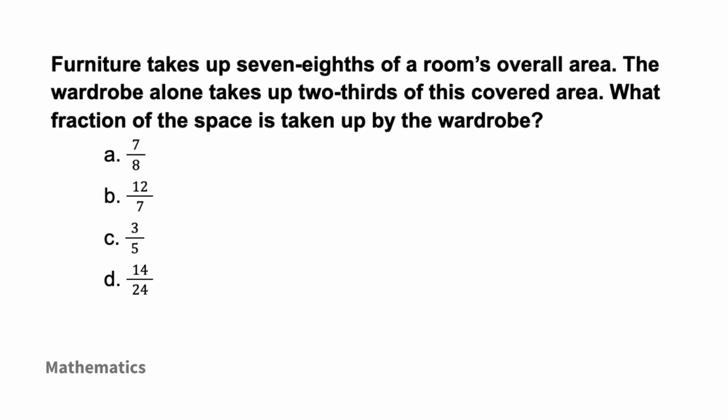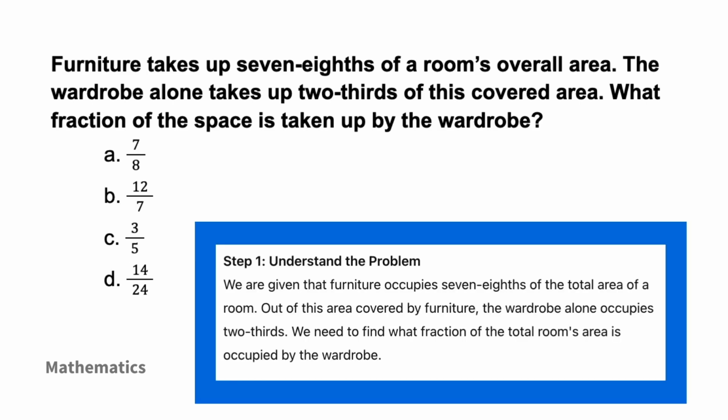Now, when taking your exam, always be sure to start by understanding the problem. Here, we are given that furniture occupies 7/8 of the total area of the room, and out of this area covered by furniture, the wardrobe alone occupies 2/3. Therefore, we need to find what fraction of the total room's area is occupied by the wardrobe.